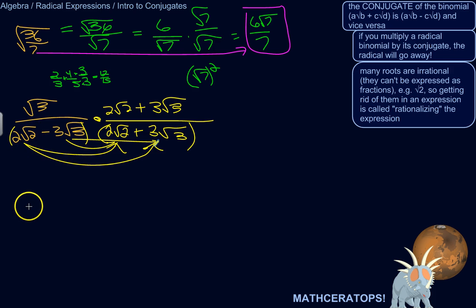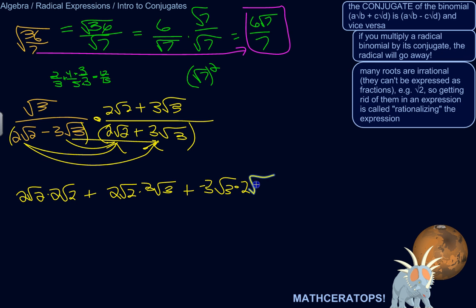Okay, so let's do that. Let's write all this work out. 2 square root of 2 times 2 square root of 2, plus 2 square root of 2 times 3 square root of 3, plus negative 3 square root of 3 times 2 square root of 2, and then plus negative 3 square root of 3 times 3 square root of 3. So let's see what happens when we do that.